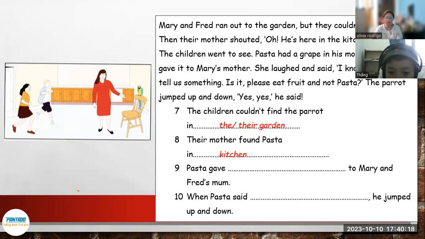Okay, Pasta gave what? A grape to Mary and Fred. Okay. When Pasta said what? Yes. Pasta said yes. He jumped up and down. This one. Yes. Okay?